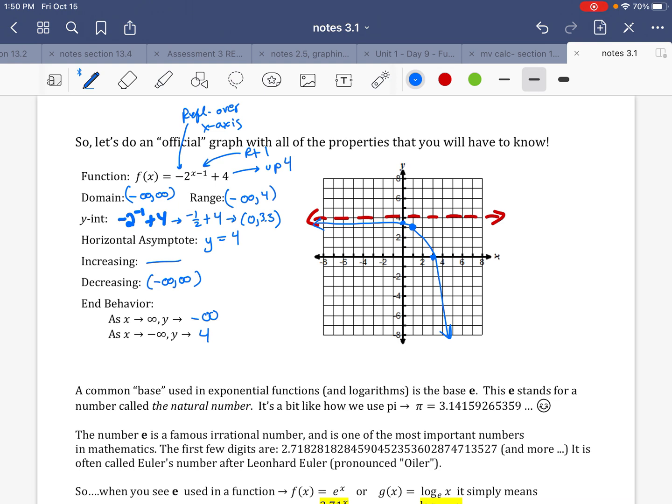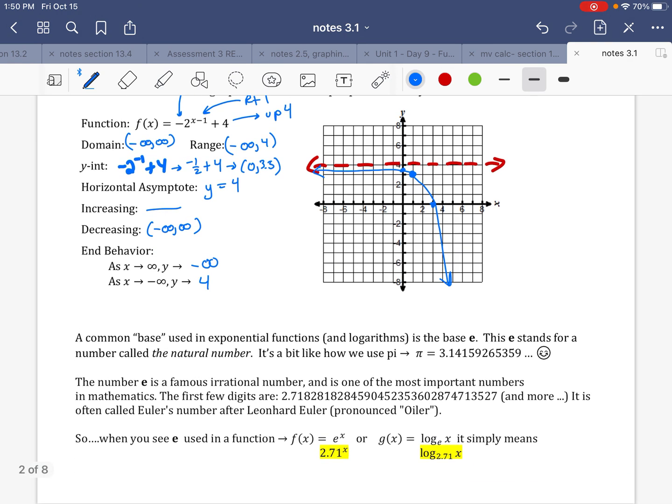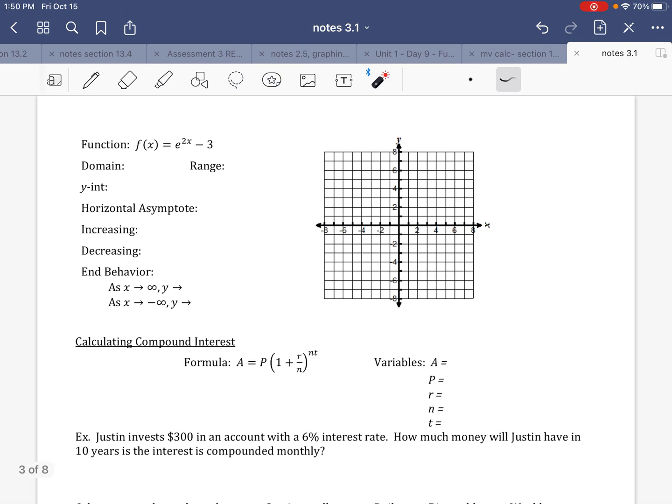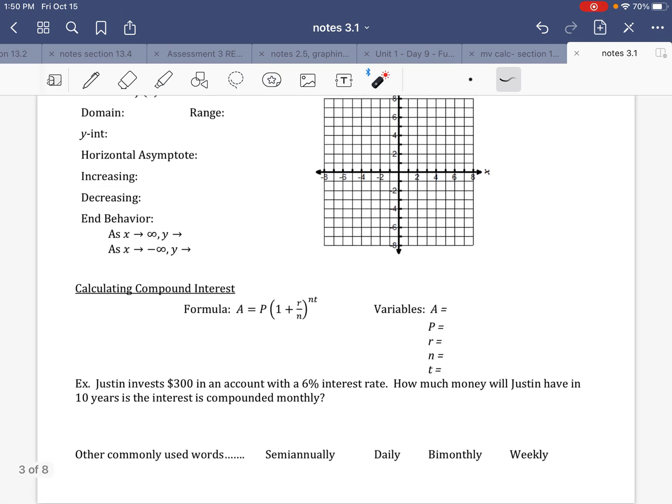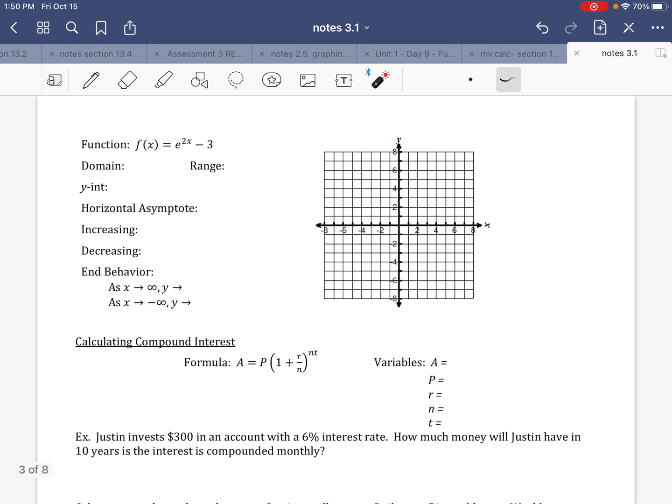Okay, and that's all I wanted to go over with you. Maybe read through this little part right here just to remember. We'll talk about it in class, but we will do the rest of this in class, and we'll graph with that and everything and talk about all these word problems.